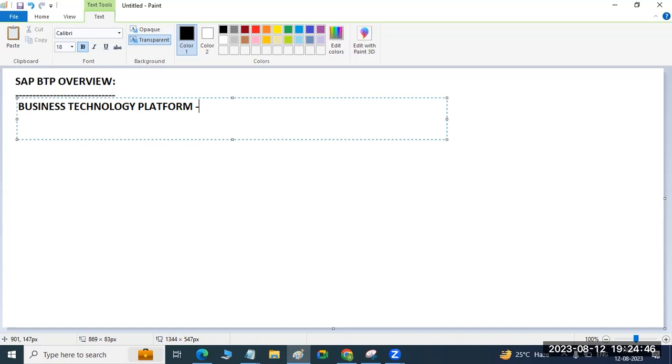Sir, what is meant by BTP cockpit here? You mentioned the BTP cockpit. What is that cockpit? Sir, how do we access BTP first of all?